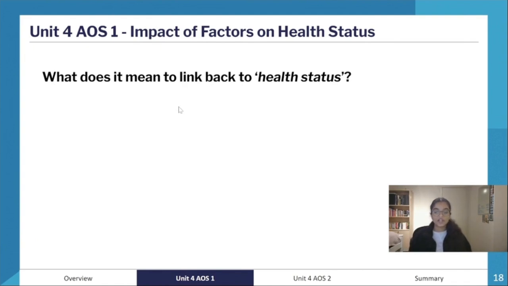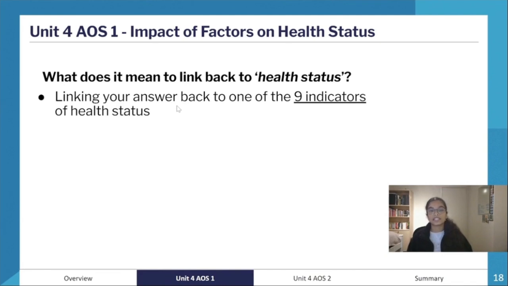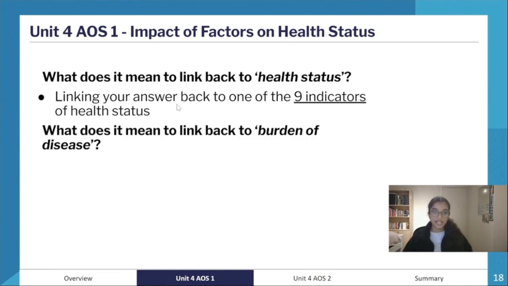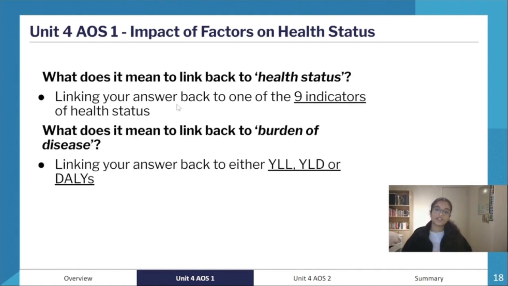Alright, so here's just an overview of stuff you might have learned throughout Unit 1, 2 and 3. What does it mean to link back to health status? Basically, it means you need to link back to one of the 9 indicators of health status, alright? And then what does it mean to link back to burden of disease? Well, it basically refers to YLL, years of life lost, YLD, years of life lost due to disability, or DALYs, disability adjusted life years. Alright, so that's a combination of YLL and YLD.